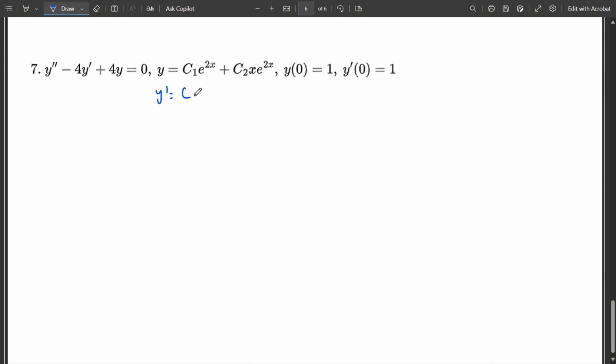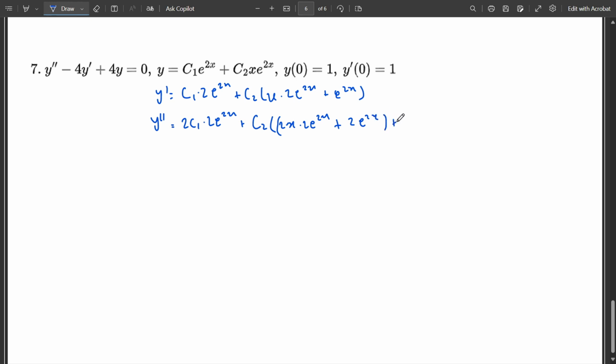So if y prime equals c1 times 2e to the 2x plus c2 times (x times 2e to the 2x plus e to the 2x), and y double prime equals 2c1 times 2e to the 2x plus c2 times, we need to take another derivative, so we have 2x times 2e to the 2x plus e to the 2x, close bracket, plus our derivative here, 2e to the 2x, plus 2e to the 2x.